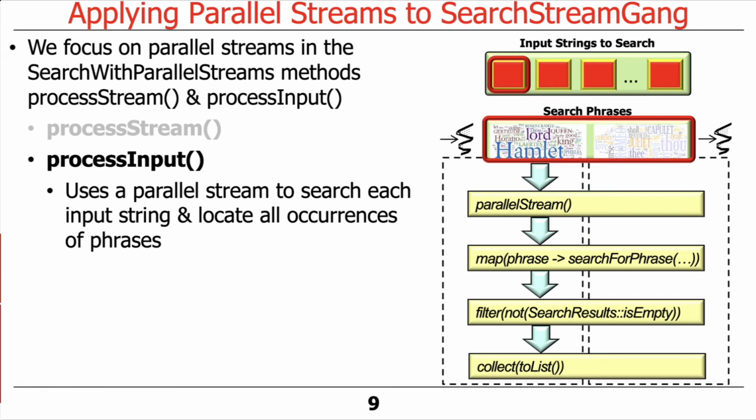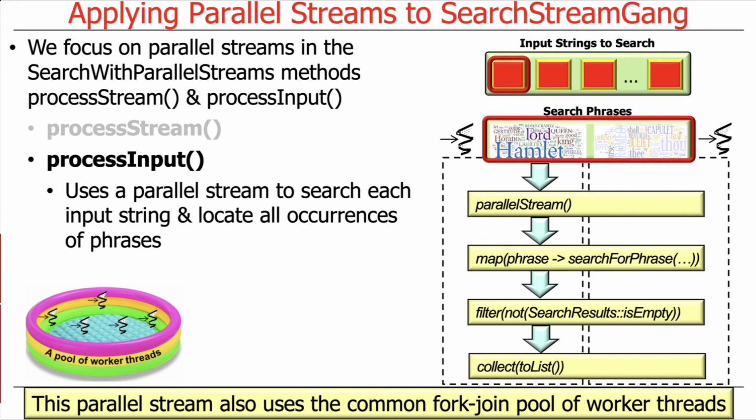There's also another method, hook method, called process input. And this is basically a subroutine that's called by process stream. And process input also uses a parallel stream to search each input string to locate all occurrences of phrases in that particular string. So once again, imagine we've got Hamlet, which is the input string, and we want to search for all the famous phrases in Hamlet, such as brevity is the soul of wit, or to thine own self be true, or neither a borrower nor a lender be. It goes on and on and on. Shakespeare certainly wrote a lot of cliches, didn't he?